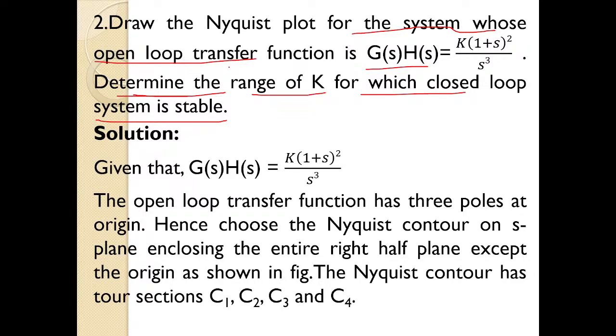Within those lower and higher limits, whatever the value of K between those two values, the system will be stable. So a single K value is not fixed. They have asked the range of K for which the closed loop system is stable. So let us first consider this G(s)H(s).